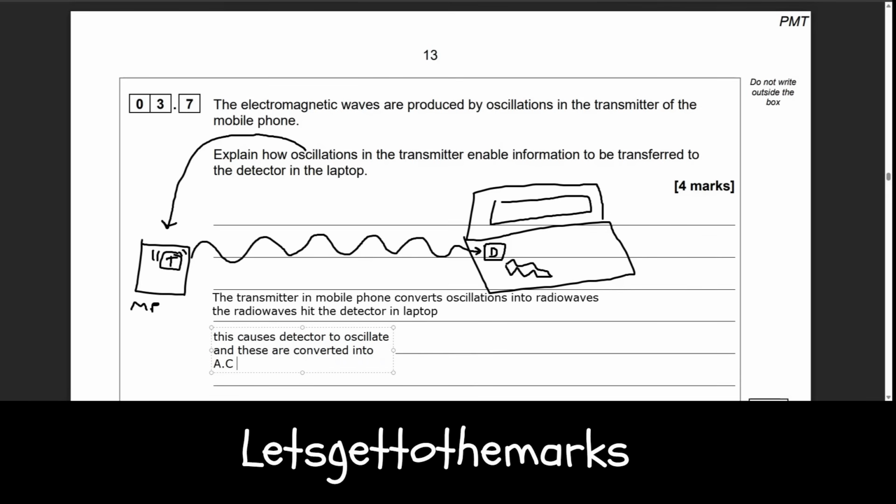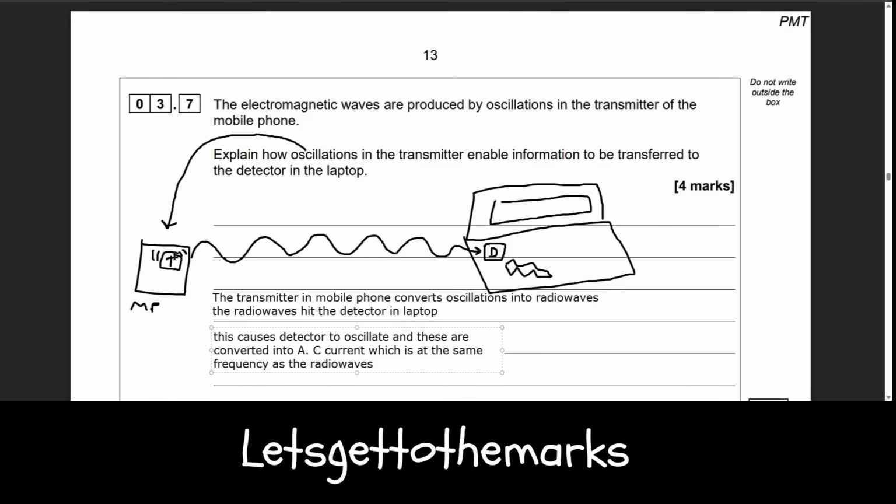I can really just say AC because AC stands for alternating current. If you write AC current, you're basically saying alternating current twice. Bit weird, eh? Right, converted into AC or alternating current. I could just write alternating current. That would be better. Which is at the same frequency as the radio waves. Okay, and that's going to get you all 4 marks.